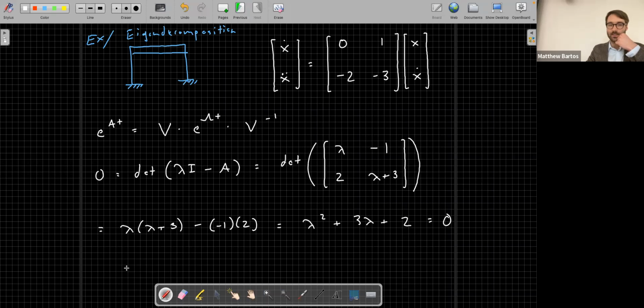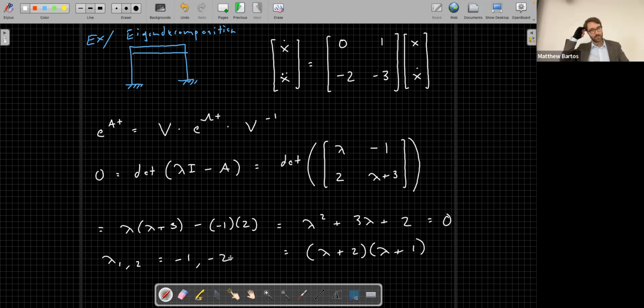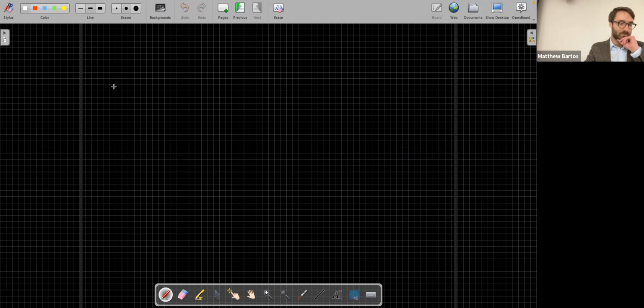If we factorize this, we get lambda plus 2 times lambda plus 1, right? So our roots are -1 and -2. Very good. So we know that our diagonal matrix Lambda is going to be [[-1, 0], [0, -2]].